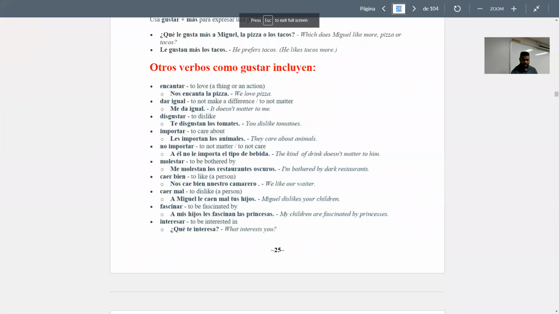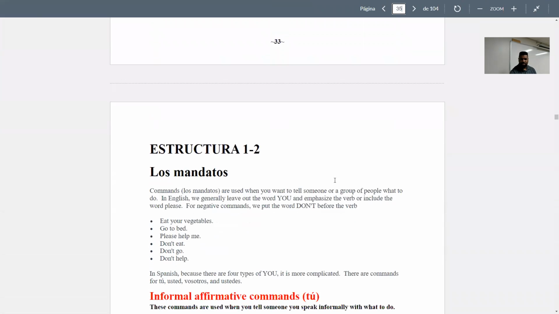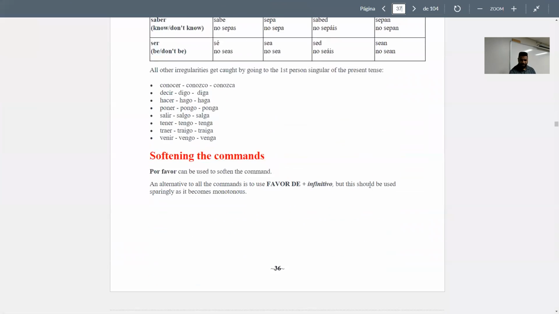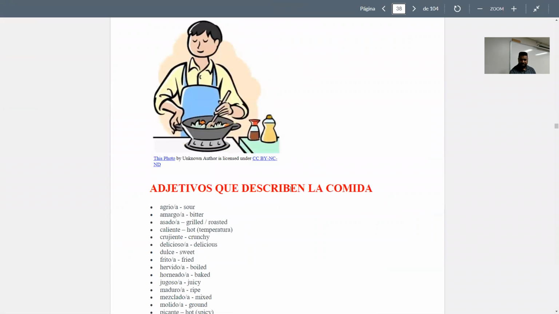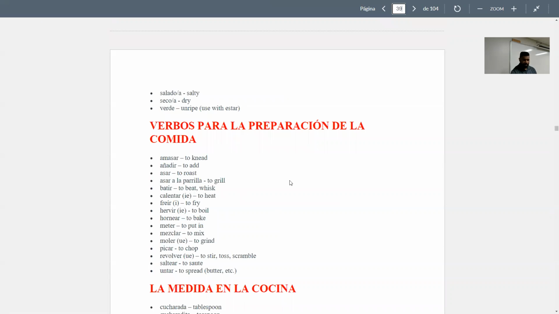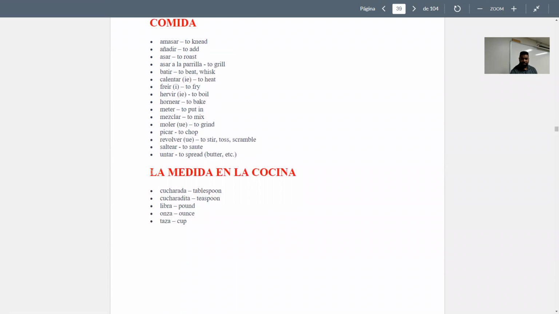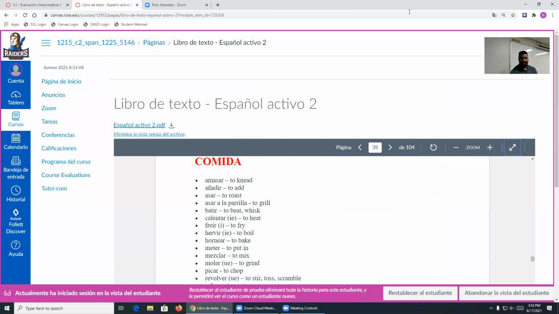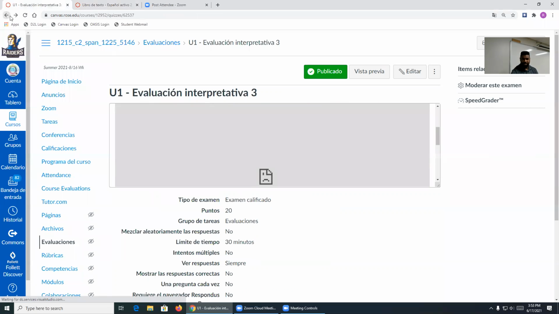Let's go back to, it's like page 34. Let's figure out our mandatos, but here we are con la preparación de la comida, adjectives that describe comida, verbos. This is probably the section you want to look at most. Amasar, añadir, asar. These are acciones that you're going to do in la cocina. Also, medidas, like we did with our práctica, just a few, as I mentioned a few moments ago. And you do want to answer in oraciones completas, complete sentences for these.